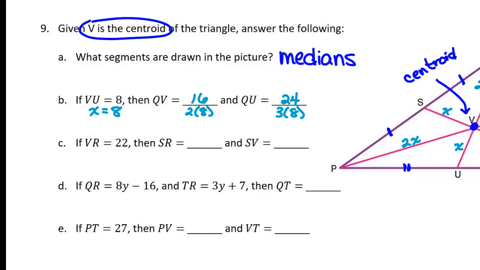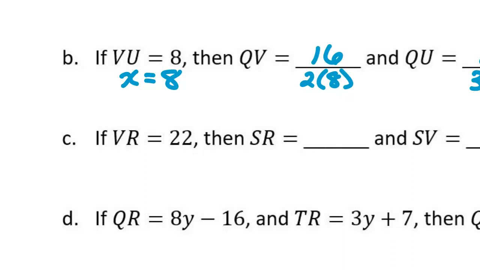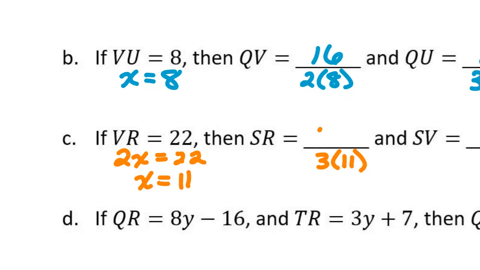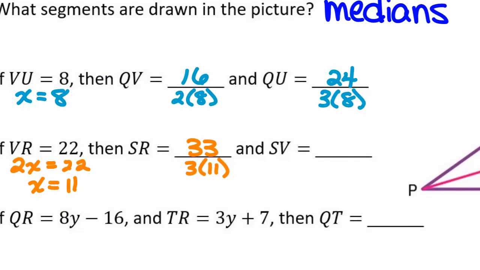All right, part C, from V to R is 22. If from V to R is 22, how big is X? 11. 2X equals 22. So X would be 11. How big is from S to R? How much? 33. That's 3 times 11, so 33. And so from S to V would be 11.